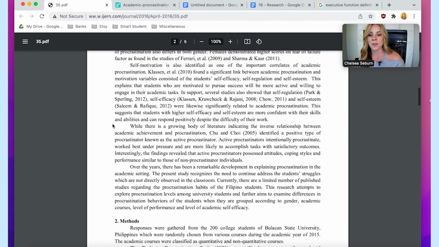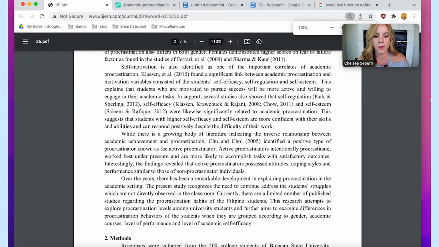Then going down to the last paragraph, this is generally where the writer is going to move on to expressing their intentions for their research. So what is the goal that they're trying to achieve by researching this topic? As you can see here, I'm actually going to zoom in a little bit. This research attempts to explore procrastination levels. The phrase right here, this research attempts, that's their intention, that's their goal.